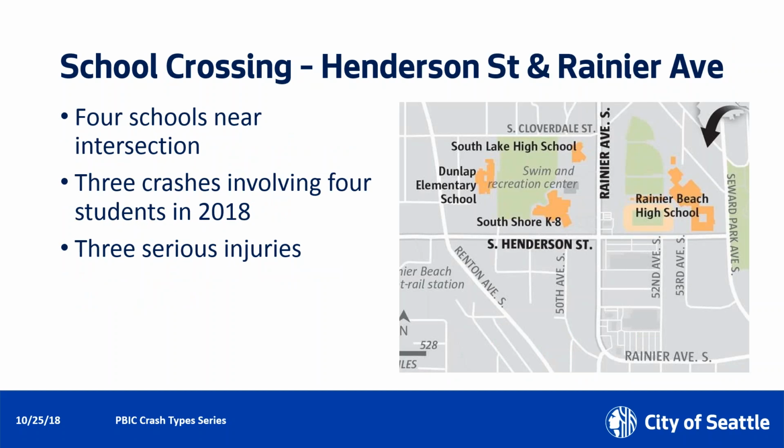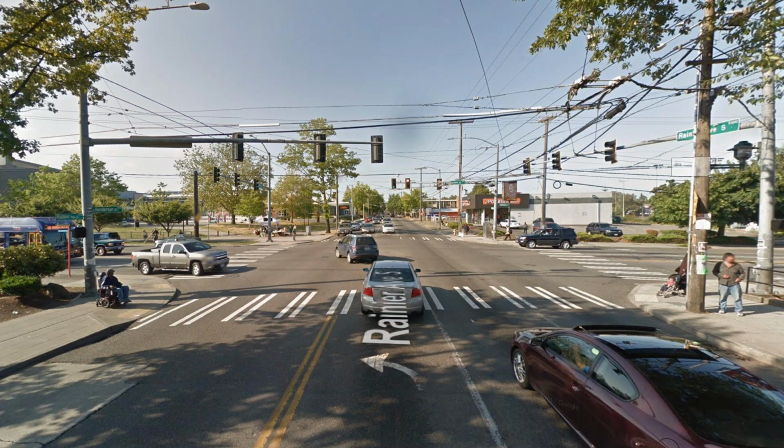And so one of the more real-life examples where we've implemented this: on our far southeast side, we have several schools in the area of Rainier and Henderson. This year, we had 4 individual students that were hit in that area. 3 of them were serious injuries, and we suddenly saw this new crash pattern emerging that we hadn't seen previously, and there's a lot of pressure on us to do something about it.